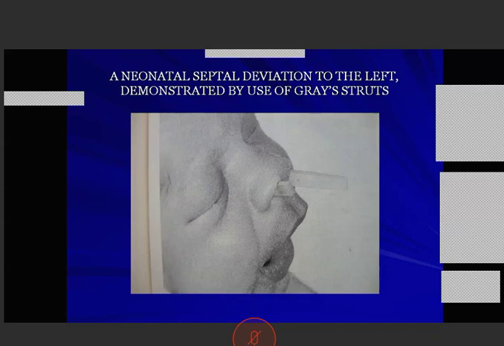So there's a neonatal septal deviation. You can see on the right side, the strut could be introduced for a longer part. On the left side, you can see most of the strut is remaining outside. It cannot be introduced more than 1.5 or 2 centimeters further. So there is a deflection of the nose on the left side. You can see the left strut, the larger part, is remaining outside. It's not being introduced inside.